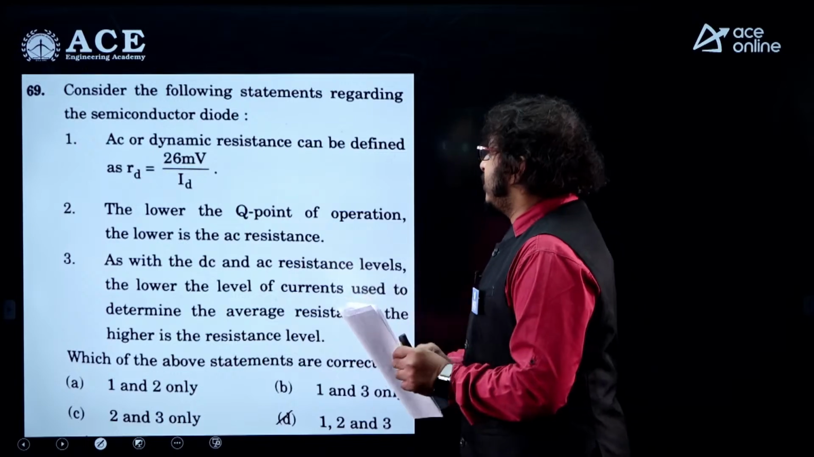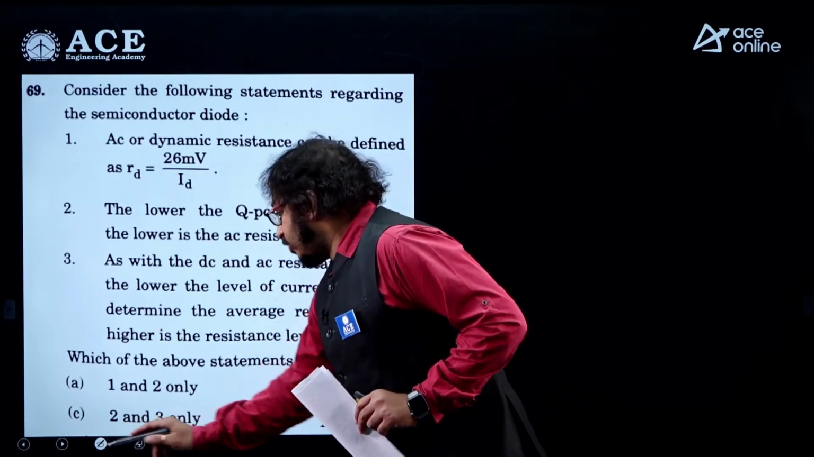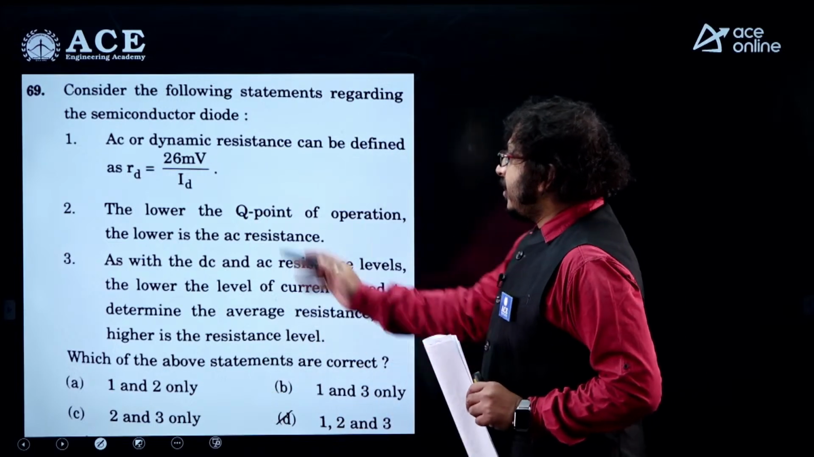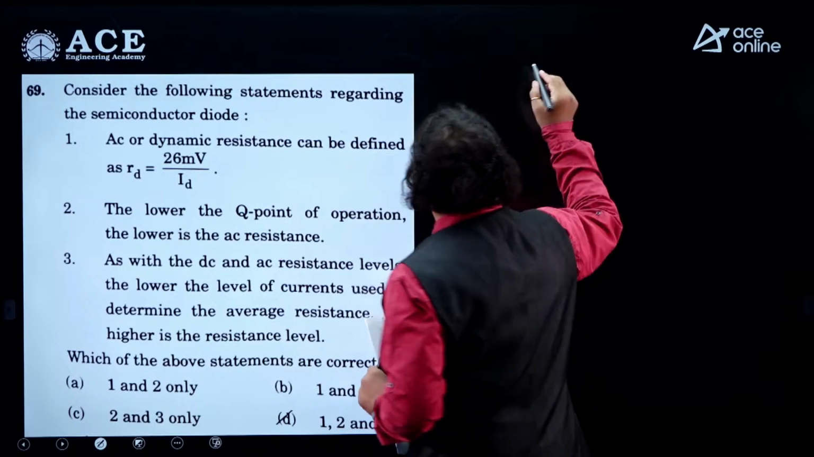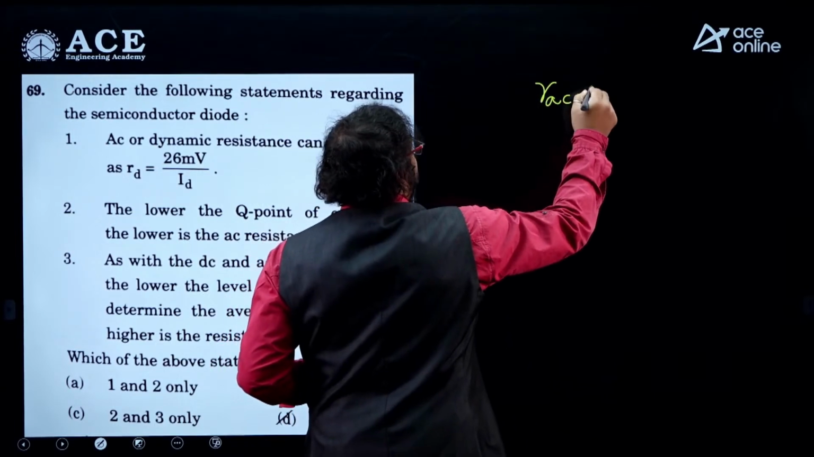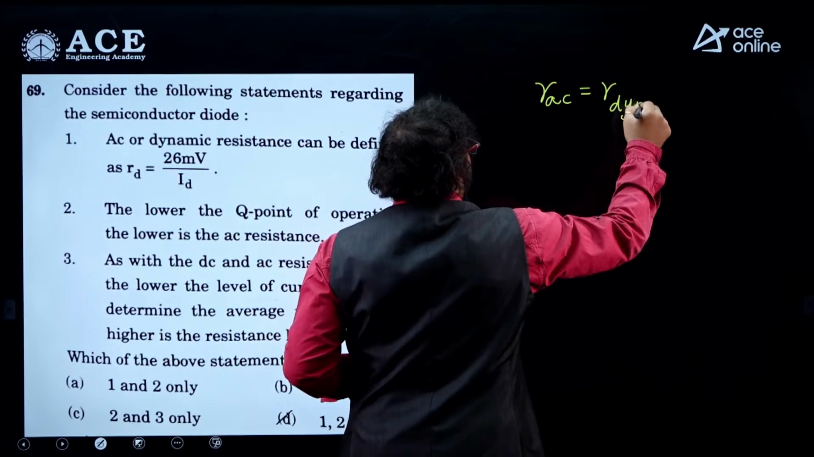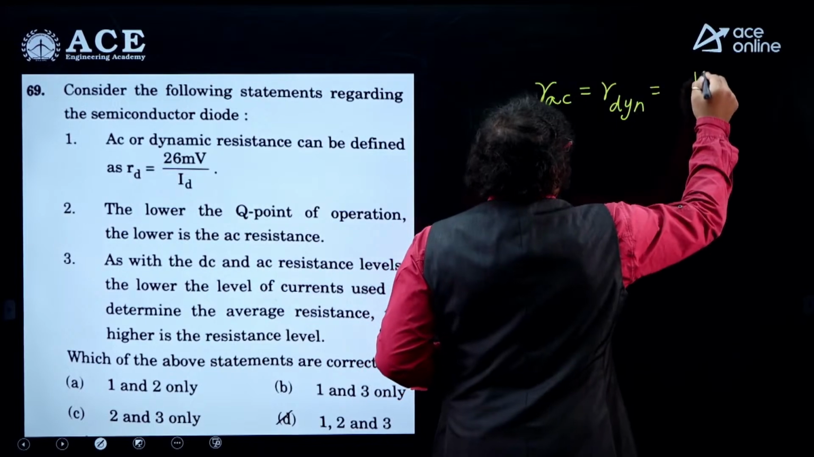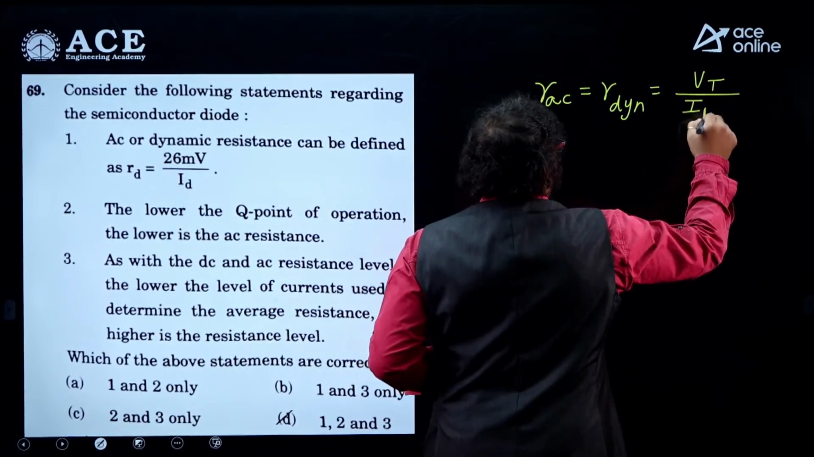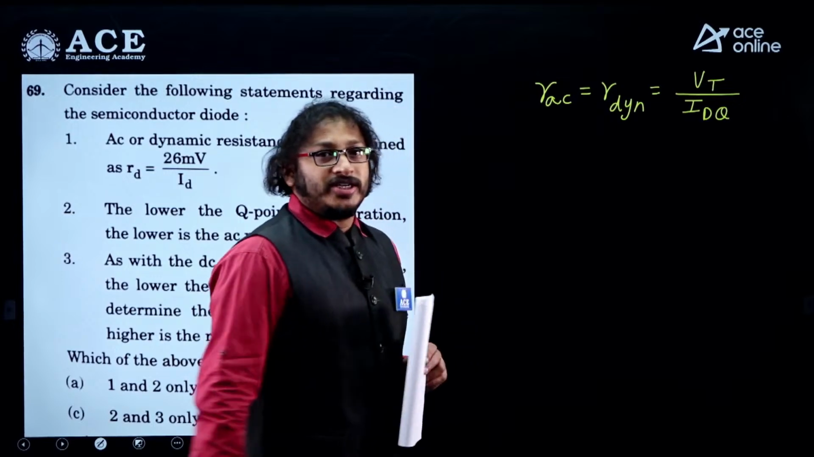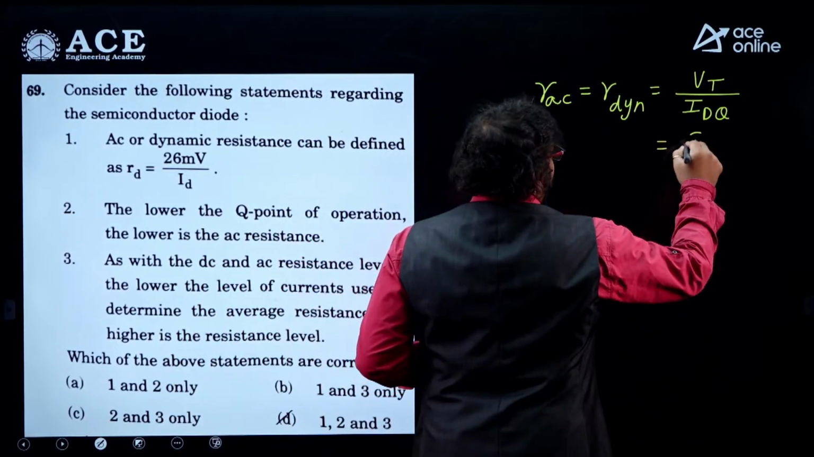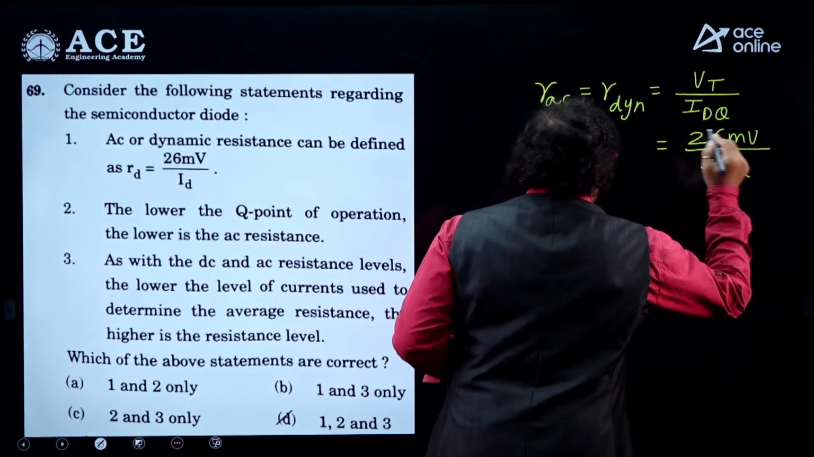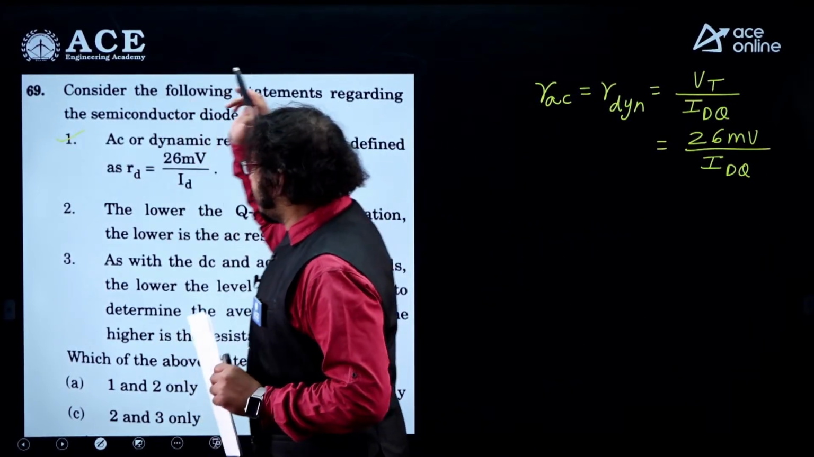Now check it out. Consider the following statements regarding a semiconductor diode. Once again, asking about a semiconductor diode, guys. You please check it out. AC or dynamic resistance. Yes, you know the RAC of a diode. RAC, or we say R dynamic, or simply small signal resistance. What is that value? VT by IDQ, where ID is the diode current at the quiescent point. So at 300 Kelvin, VT is 26 millivolt. So 26 millivolt by IDQ, yes, this is correct.